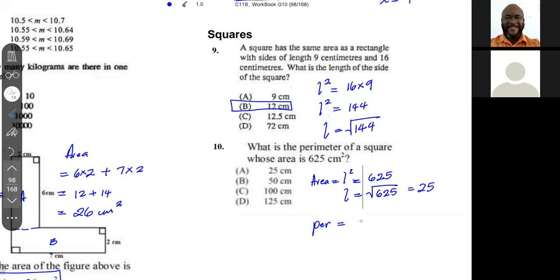The perimeter is 4 times the length. So this is 4 times 25. The perimeter is 100 centimeters. The answer here is C. All right, so let's just turn the page and do some more.